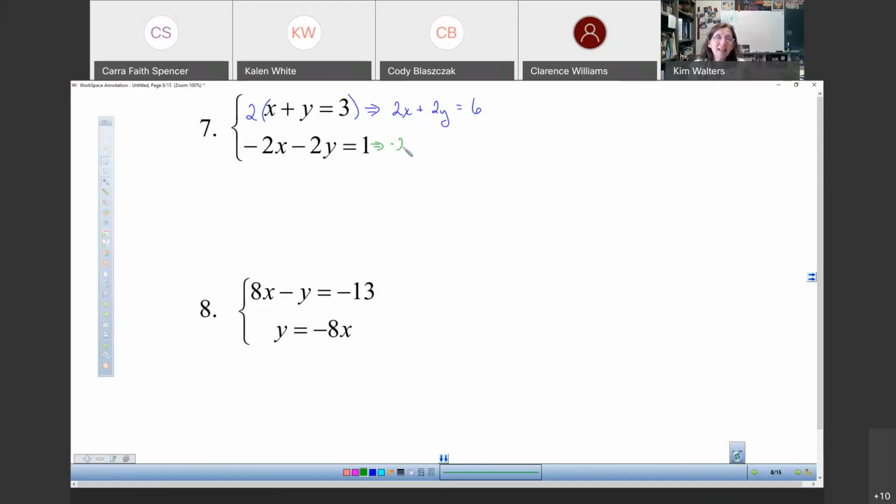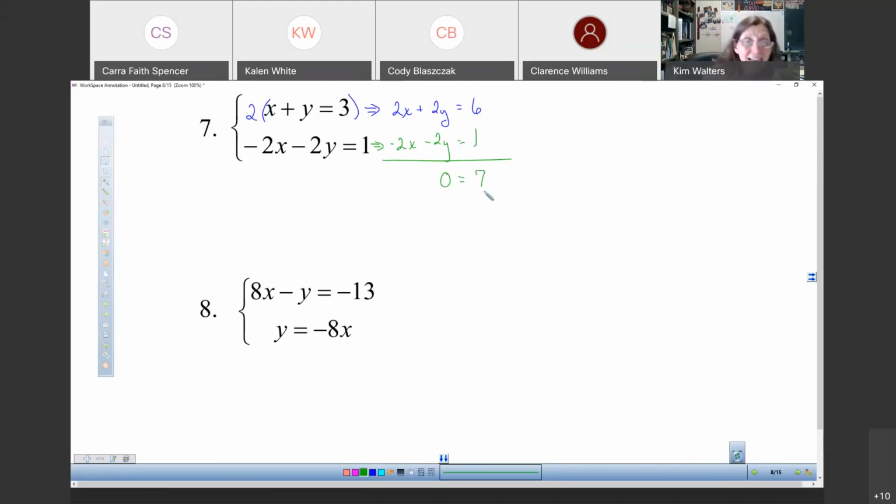I just rewrite it. I like to write it so everything lines up just because, I don't know, I think it's prettier that way. Now, when I add my x's together, they go away. But notice what happens when I add my y's together. They go away also. I am left with 0. And on the right-hand side, I am left with 7.